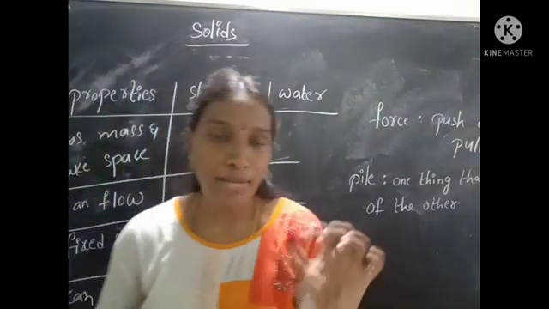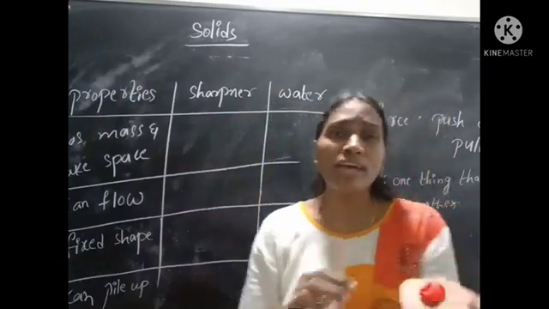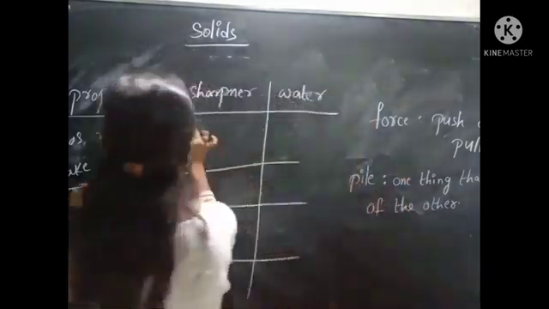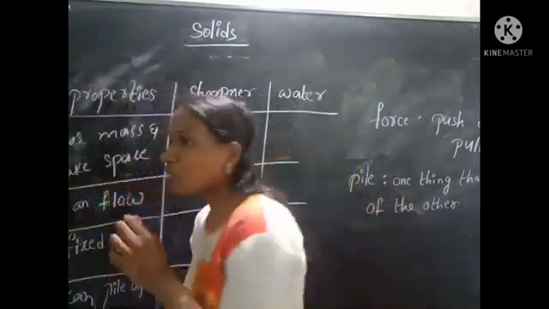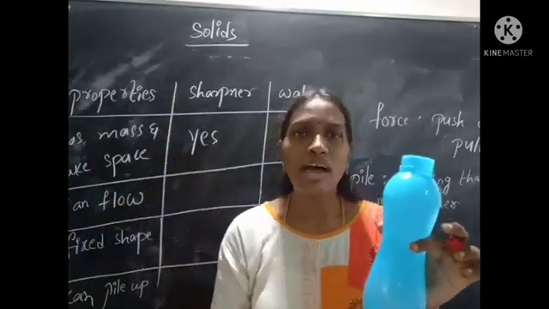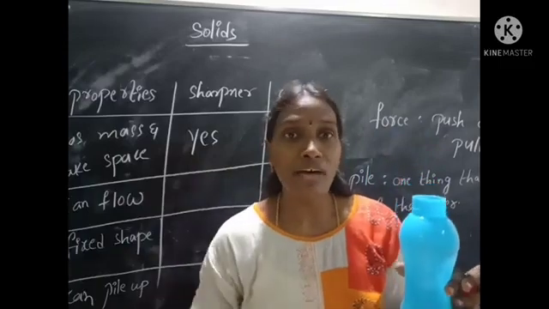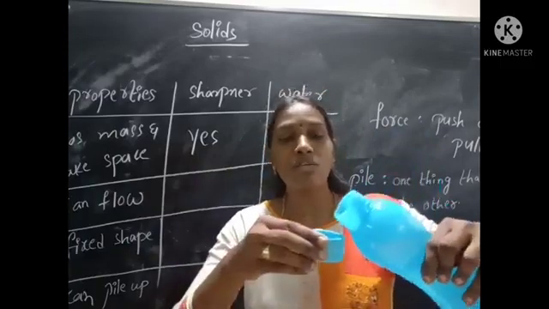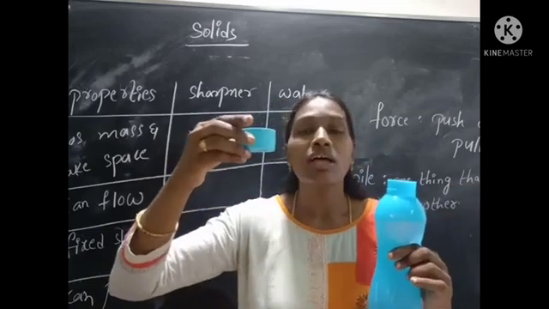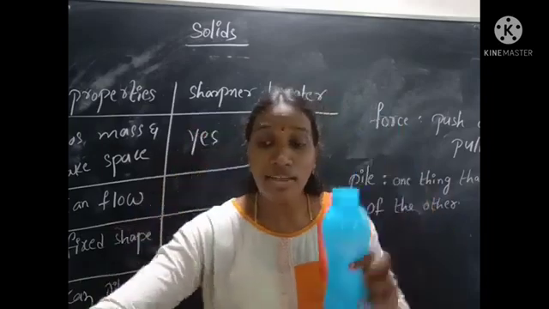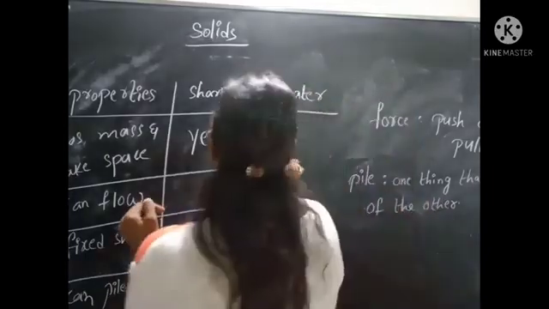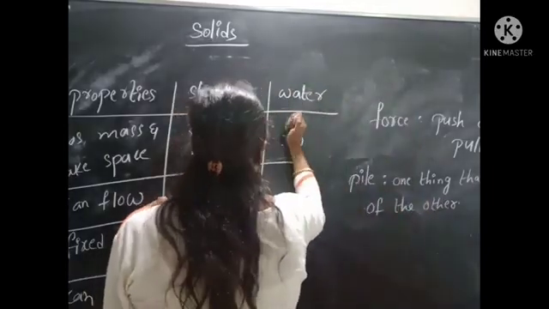Now you can see the example of a sharpener. Does the sharpener have a mass? Yes, the sharpener has a mass and it has a fixed shape. Now you can see the example of water. Water has a mass. Does water have a fixed shape? No, water does not have a fixed shape. You can observe when I am pouring the water into the cap, what will happen? The water is taking the shape of the bottle cap. When the water is in the bottle, it takes the shape of the bottle. So water does not have a fixed shape.